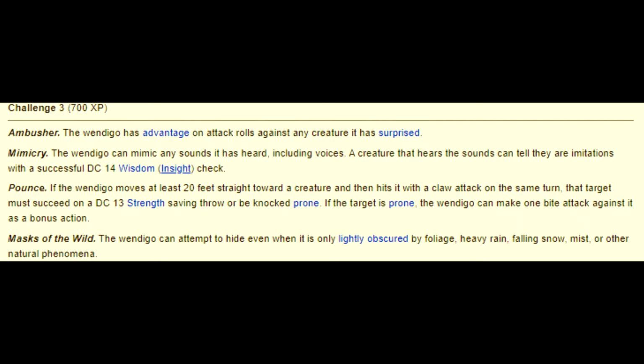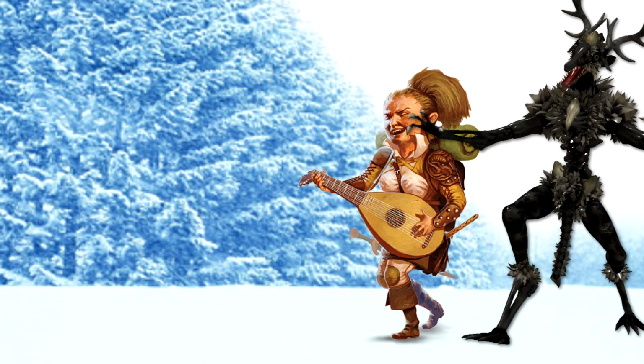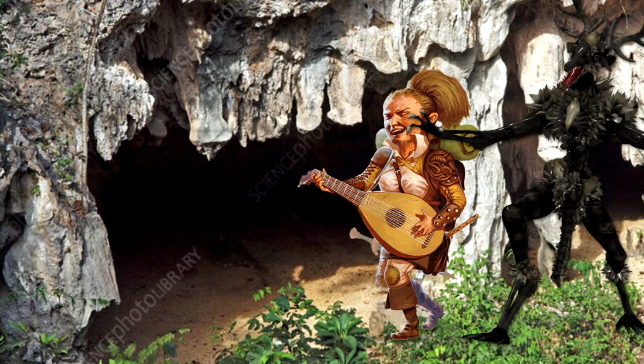Something to note about this creature is its ambusher, mimicry, and mask of the wild, which really show this creature's true strengths, which are hit and run tactics. The creature can snatch up a party member, bring them to the lair, and then go without anyone noticing.